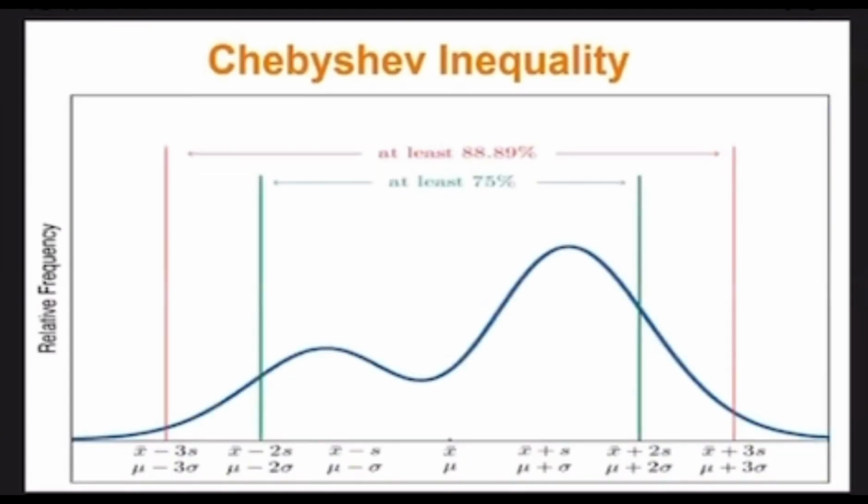Now look at that of Chebyshev. What do you see? This is not a bell shape, right? For at least 75%, that is for two standard deviations. At least 88.89%, that will be for three standard deviations.